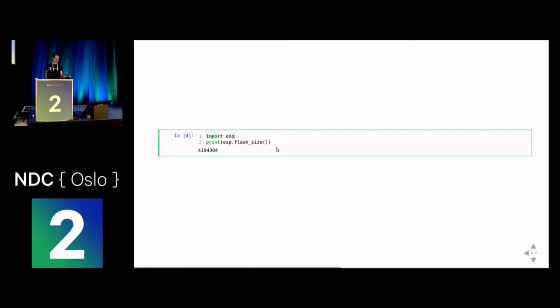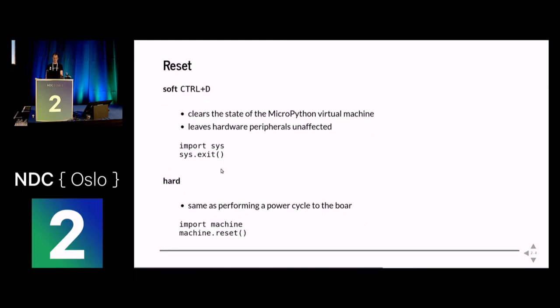ESP, now we're on an ESP32, so we can get the flash size in bytes, the available flash size. I mentioned the reset, soft and hard reset. The soft reset clears the state of the MicroPython virtual machine, but leaves the hardware peripherals unaffected. So you can either do a Control D to do a soft reset in the REPL, or write this code here. This is the same as exiting the program. If you want to do a hard reset, you do import machine, machine.reset. That should be the same as unplugging and plugging this back in.